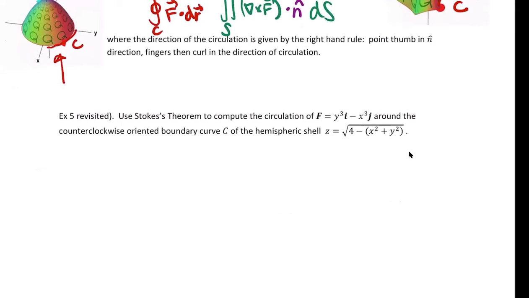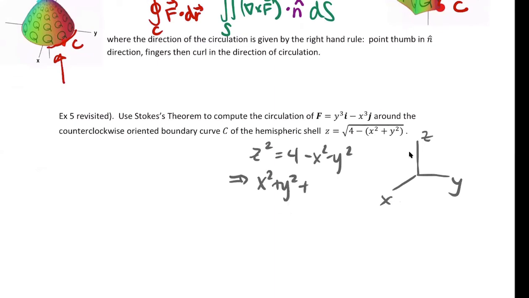Now let's see what this boundary is going to be. If we actually draw out what this hemispherical shell is, notice this is z squared is equal to 4 minus x squared minus y squared. So this is the top of a sphere of radius 2, which means that the boundary is going to be that exact same circle that we were dealing with in the previous example.